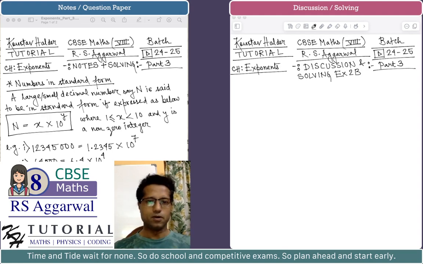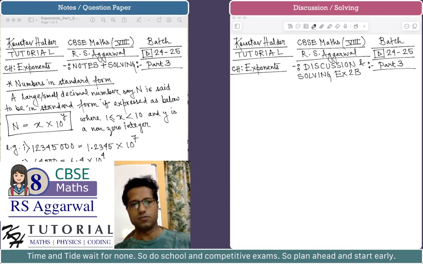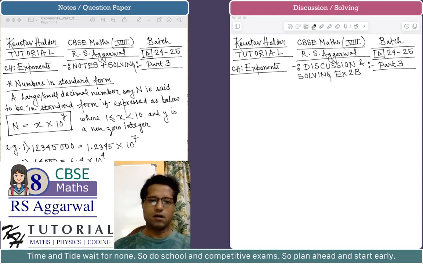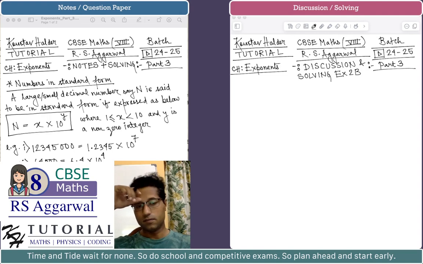This is super important. X is a decimal number, it could have a decimal point, or it could be an integer, or even a natural number. But that number has to be greater than or equal to 1 and less than 10. And y is a non-zero integer. Y is not equal to 0, but it is an integer. It can be a positive integer or a negative integer.